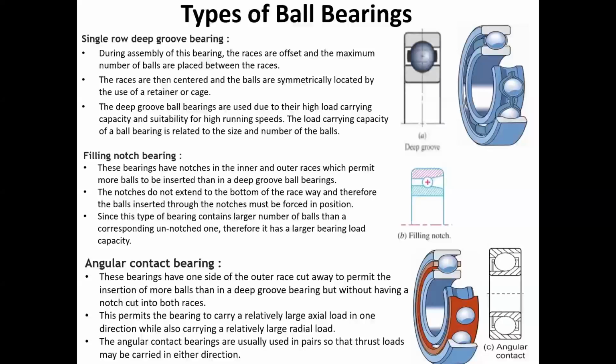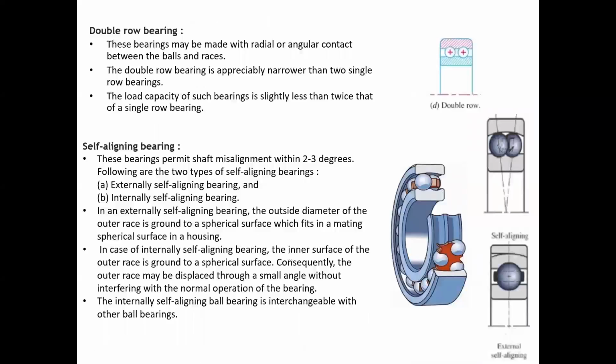Okay. The next type of bearing is the double row bearing. In a double row bearing, there are two rows of balls. What is the benefit of having these two rows of balls? These double row bearings are also similar to the deep groove ball bearing. No difference between them, but the only difference is that instead of a single row of balls, there are two rows of balls.